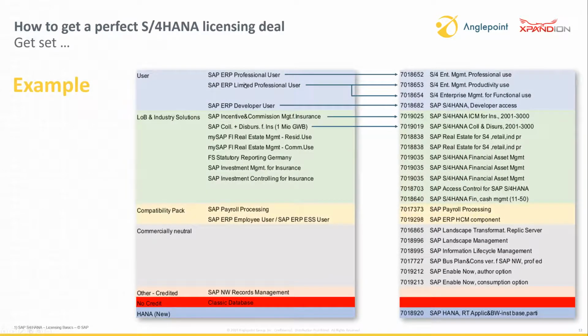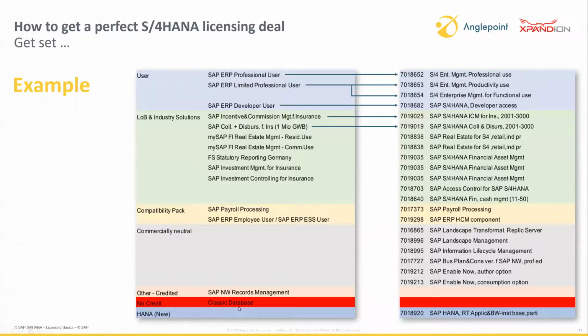The same applies to something like limited, which may end up in productivity and functional. I will explain what that is in a minute, because there is quite a lot of risk associated to that user swap. And then you have something like incentives and commissions management for insurance, which basically exists as the same product, maybe with a volume tier here and there. But actually, for most of the products, there is a conversion option available.